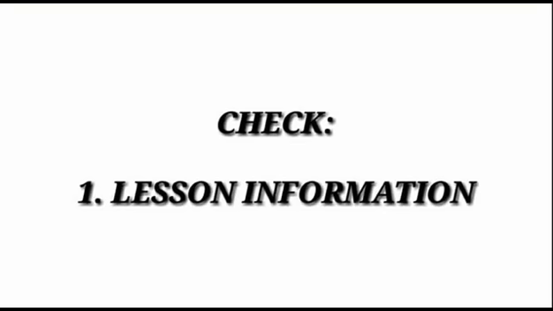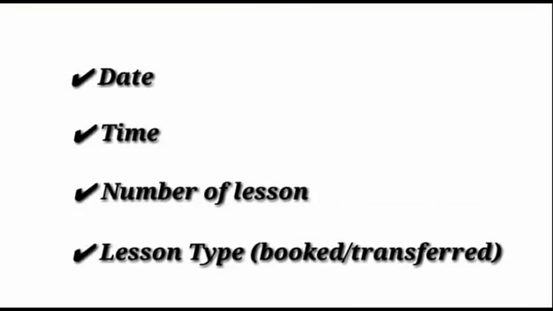In the lesson information section, you will see the following details: the time and the date of the lesson, the number of lessons booked, because sometimes a student will book multiple lessons with you on the same day. You will also see the type of the lesson, whether it's booked or transferred. A transferred lesson would mean that the tutor initially booked by the student is absent. Hence, they were transferred to you, so you have to take over.